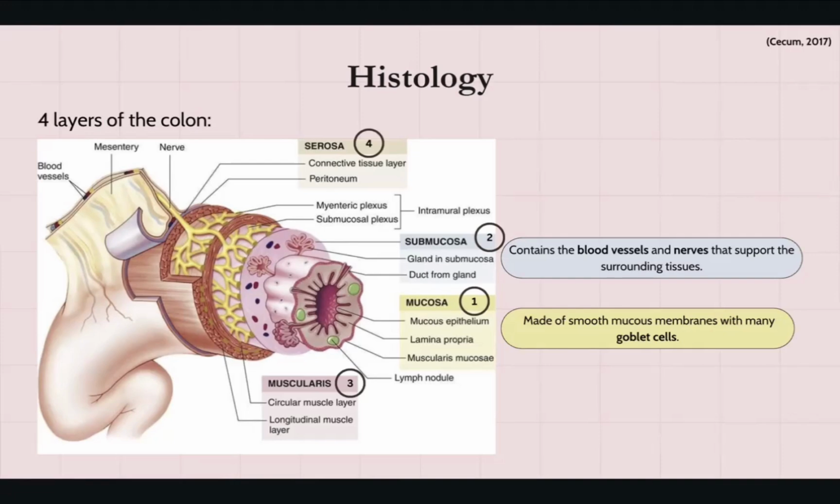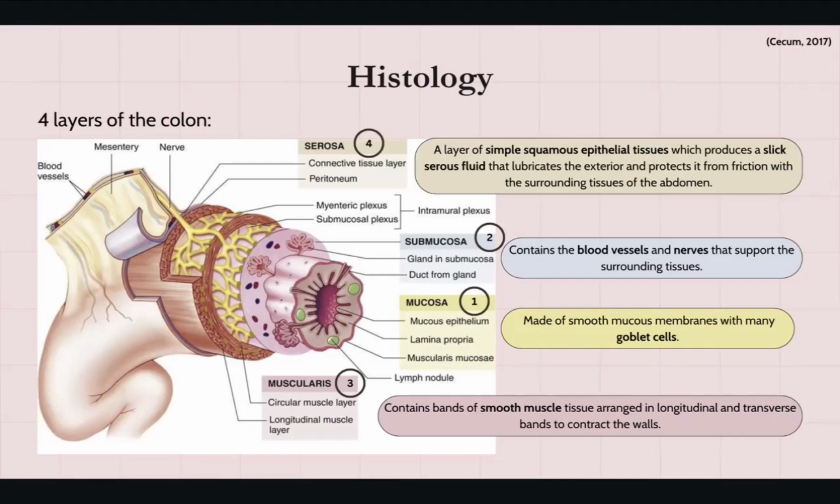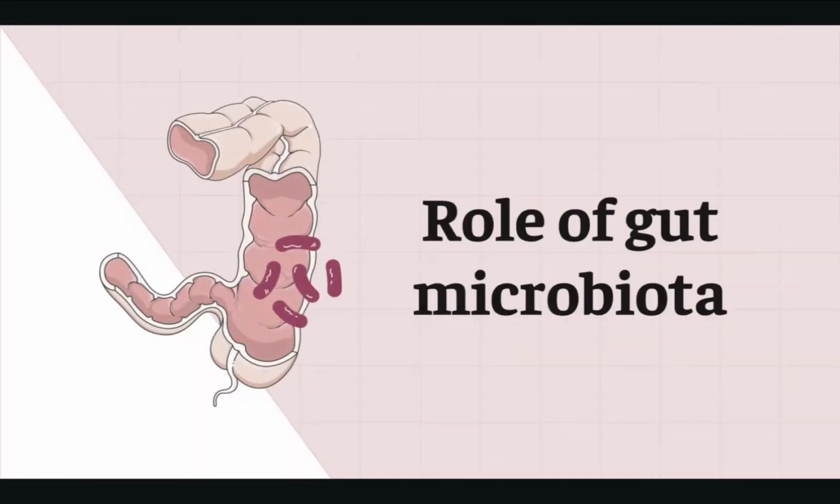The third layer is the muscularis, which contains bands of smooth muscle tissue arranged in longitudinal and transverse bands to contract the walls. The fourth layer, lastly, is the serosa, which is a layer of simple squamous epithelial tissue which produces a slick serous fluid that lubricates the exterior and protects it from friction with the surrounding tissues of the abdomen. Now we'll talk about the role of gut microbiota in our body.